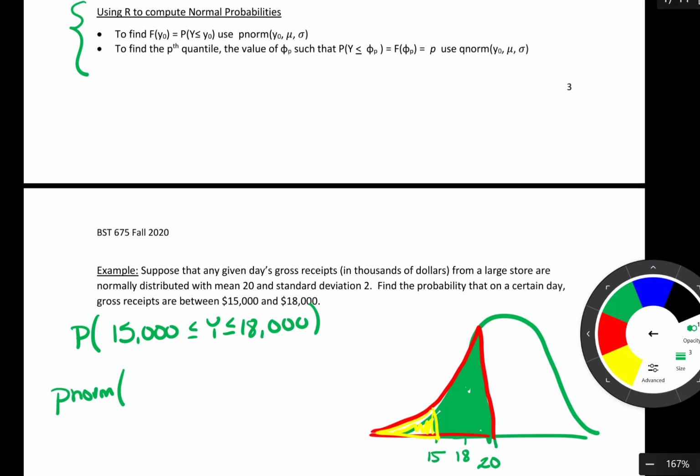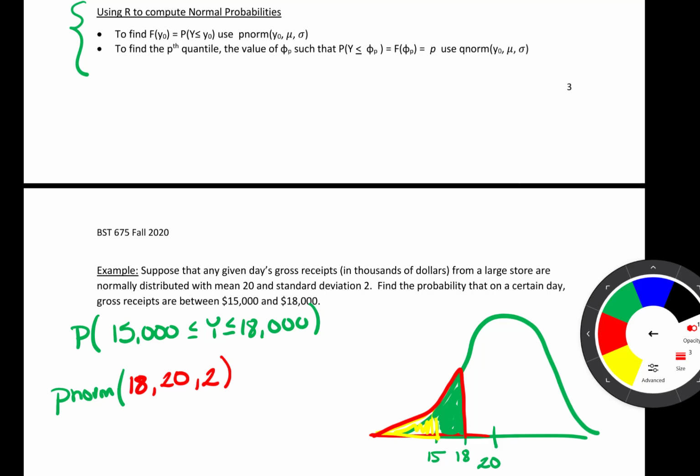Oh, and sorry, I just realized in my picture I extended that over too far. Let me erase that and fix that picture really quick. The area we're interested in is at 18, not at 20. There we go. That's correct now. So p-norm will help me find the area to the left of 18. And I need to give it both the mean for this distribution, which is 20, and a standard deviation of 2. Now, alternatively, since these values are in thousands, I could have written this as 18,000, 20,000, and 2,000. Either way will give you the same answer.